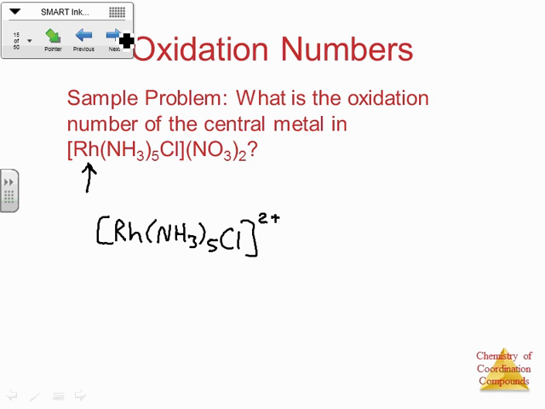So if that's overall a 2+, and this chlorine we know is a 1-, right? And the NH3 are all 0, they don't have a charge, then what does the charge on the RH have to be? Has to be a 3+. Does that make sense? Now notice again, this is a 3+ charge. Guess how many things are bonded to it? 6, twice the charge. Okay? All right, so that's kind of how that works. That's not too hard, right?